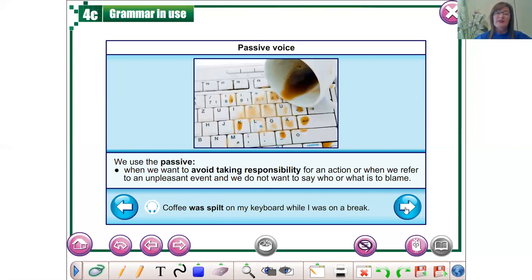We use passive again when we want to avoid taking responsibility for an action or when we refer to an unpleasant event and we do not want to say who or what is to be blamed. Coffee was spilled on my keyboard while I was on a break. So no one takes the responsibility of spilling the coffee.